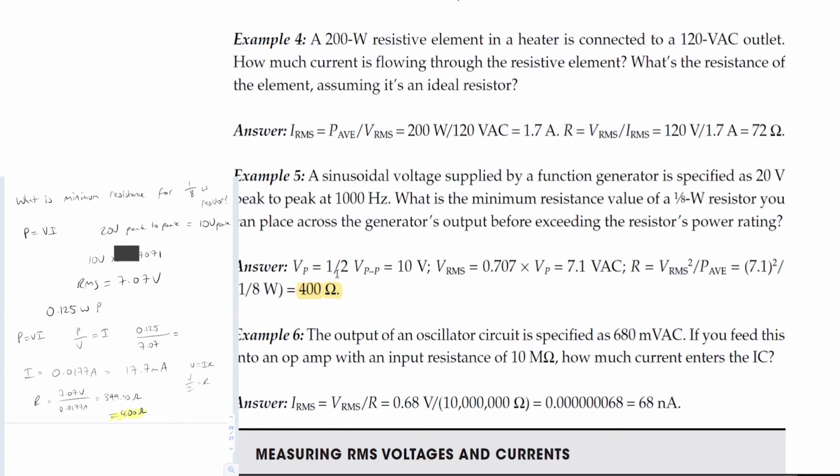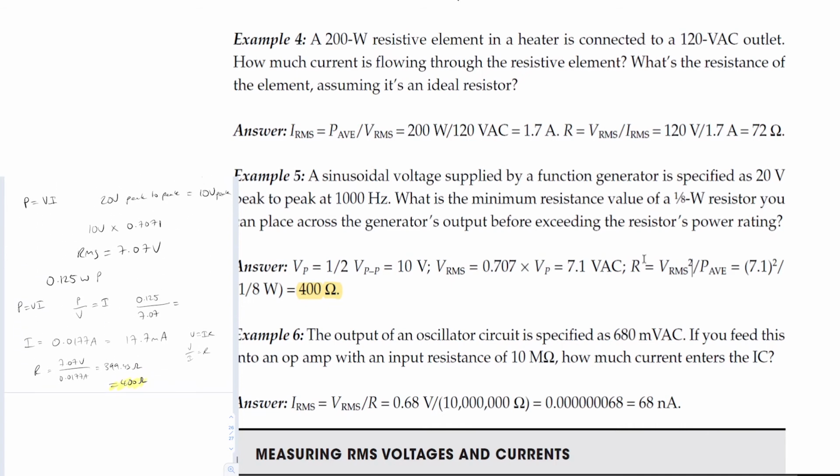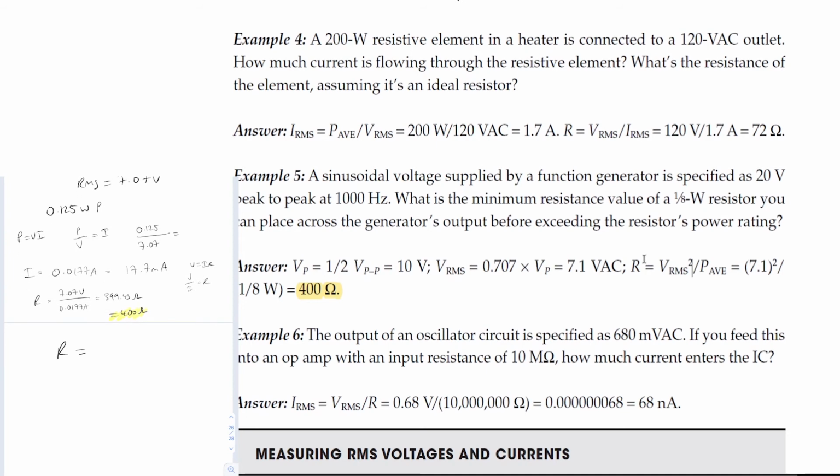Okay, so we've got voltage peak is half of voltage peak to peak, which is 10 volts. The voltage RMS is 0.707 times the voltage peak, and that equals 7.1 volts AC. Then you get R is equal to, that's quicker. So I worked out current, but obviously there was no need. You can work out resistance straight from the power, because resistance is equal to voltage squared divided by power.